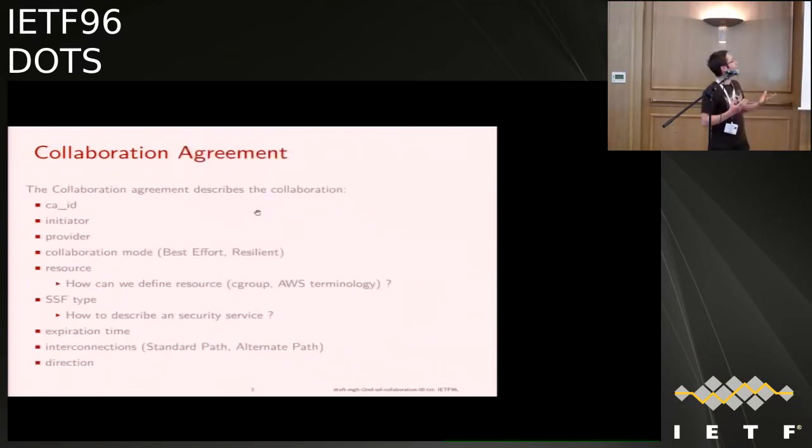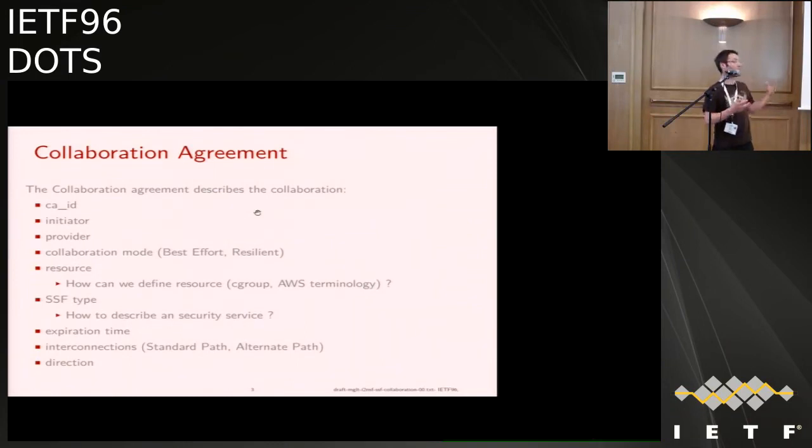So the collaboration agreement is, well, we have an ID, we have the two parties involved, initiator, provider. The type of collaboration, best effort, means the collaborator is handling in a best effort way what he can. Some resource involved. The type of service, because when you ask for a collaboration, usually that's for something. So in this case, it's a security service function.